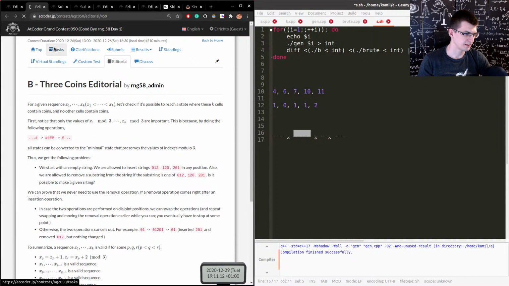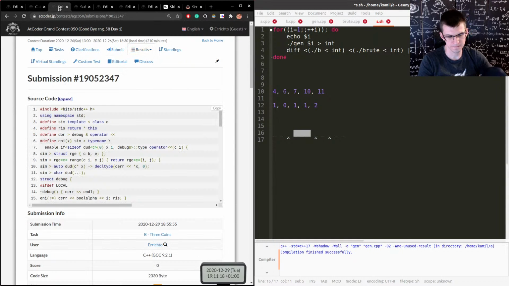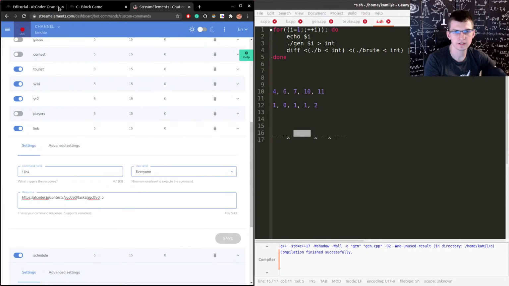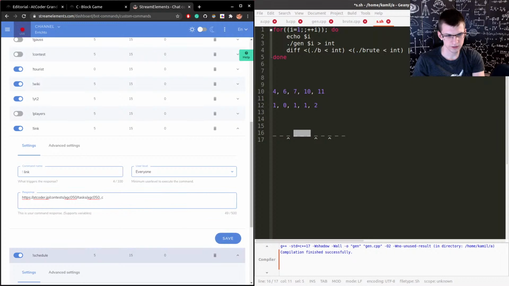Fine. Let's try one more problem today. Problem C, block game. Close everything else. You can now access the updated link in the chat.